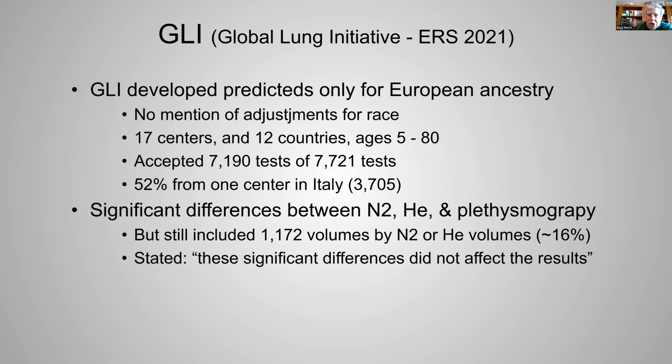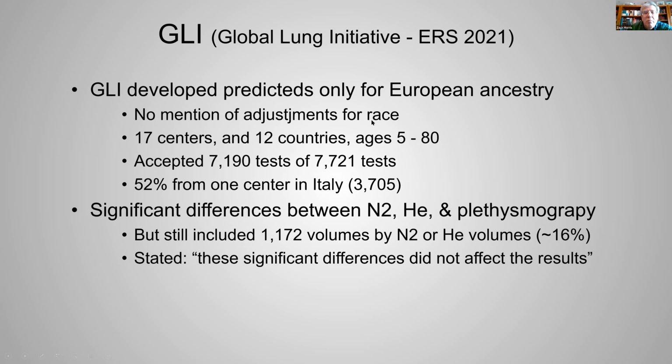And then along comes GLI. We talked about the spirometry GLI they did in 2012. Well, the European Respiratory Society published in 2021 another global initiative for lung volumes. It followed the same principle. They went out and collected a whole bunch of data from a lot of different centers. People are willing to give up their data.